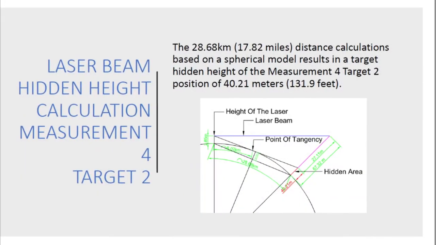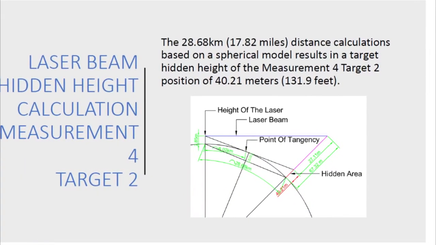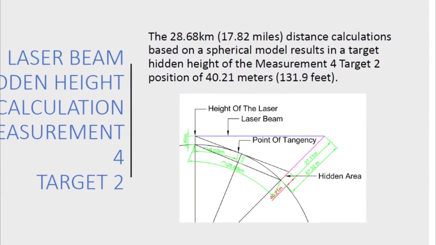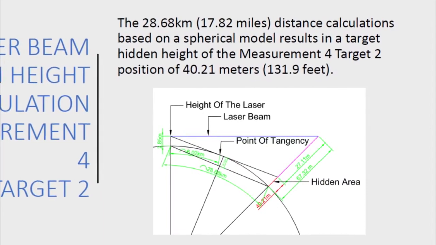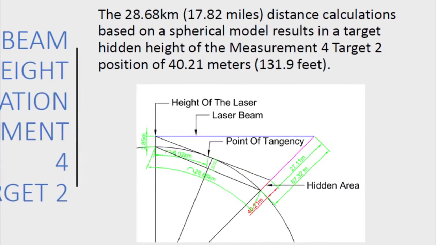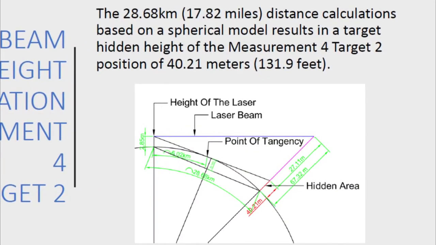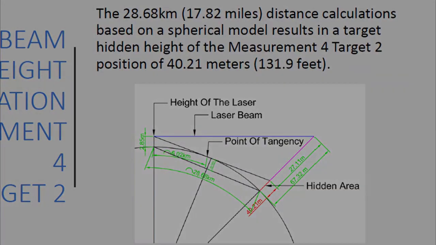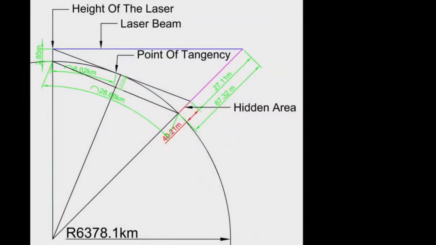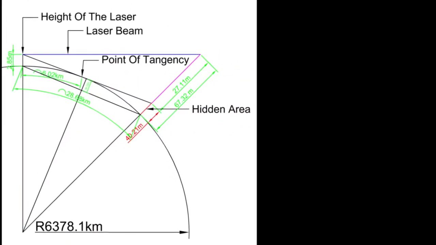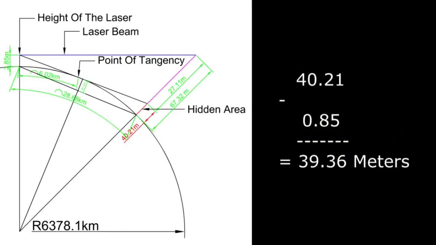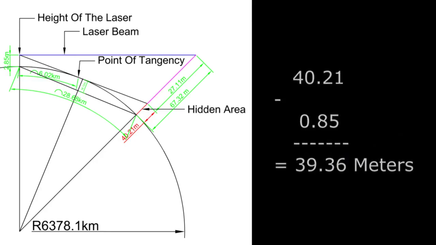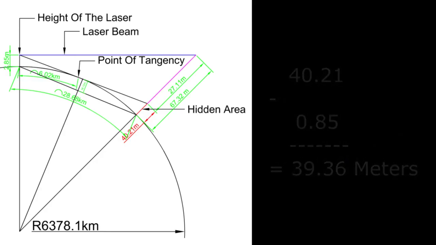It's really awesome. The 28.68 kilometer calculations based upon the WGS-84 geoid model resulted in a target hidden height for measurement 4, Lake ISIL, Target 2 location of 40.21 meters or 131.9 feet. The WGS-84 mathematical construct differed by 39.36 meters in this measurement, which meant 98% of the target hidden height was visible.